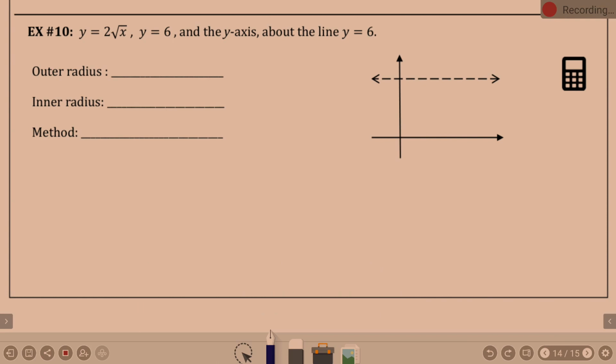Okay. y equals 2 square root of x, about the line y equals 6. We already graphed this. It's that right now. Keep in mind, we are rotating about the line y equals 6, and y equals 6 is my upper bound. So I'm actually going to draw this graph better than I did that other one. We're going to have an intersection point here, yes? Because we're rotating about that line there.